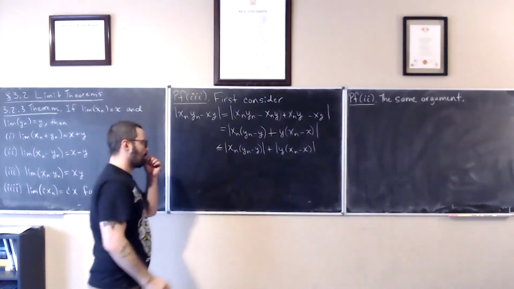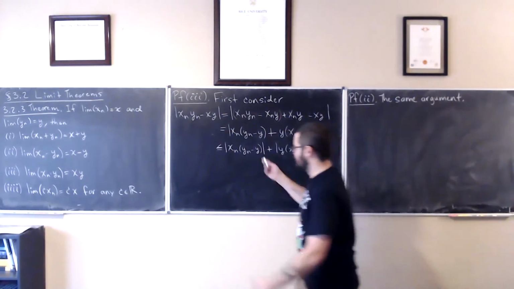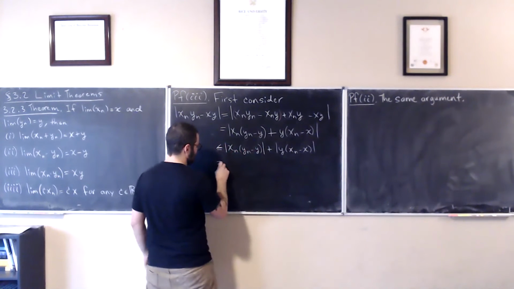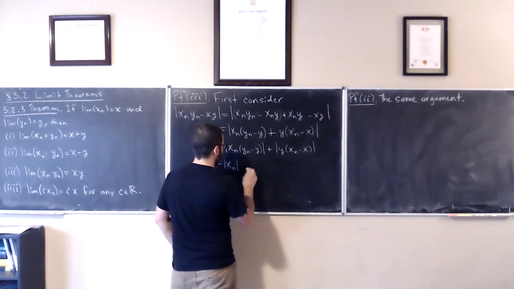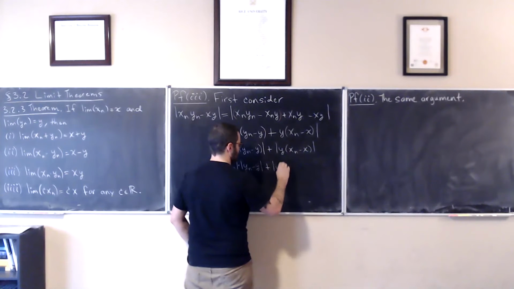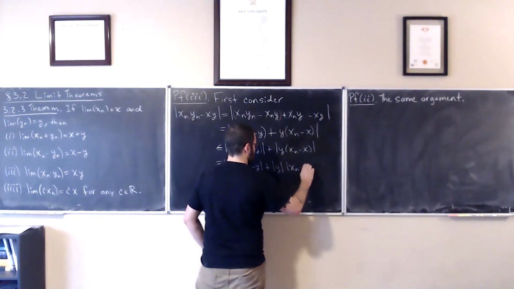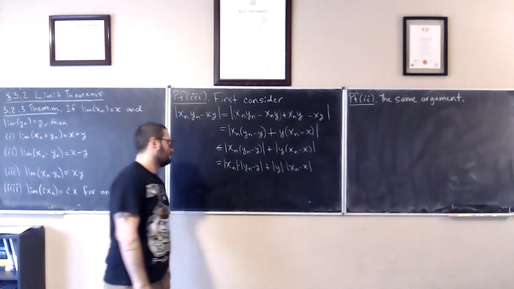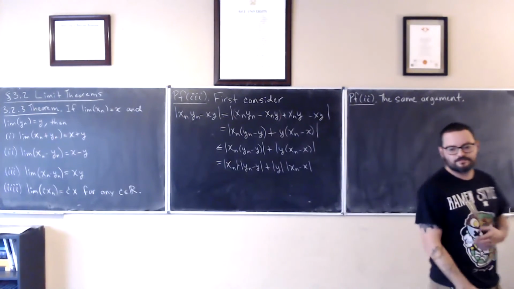There. And now the absolute value of the product is the product of absolute values. So this is actually equal to... and then I can already see that this statement is true.